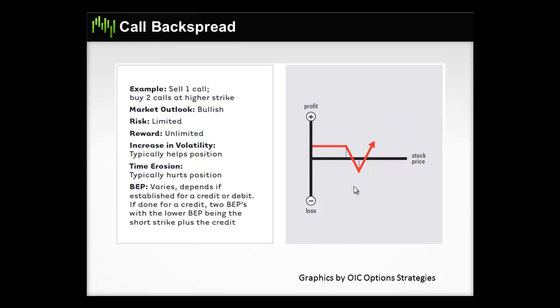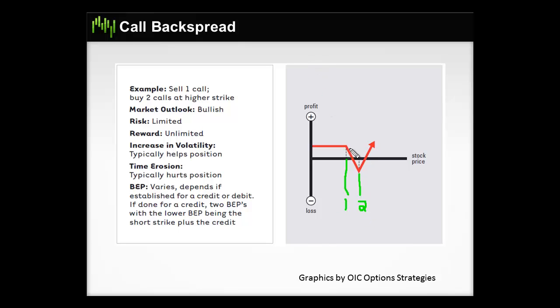Okay, now another call option strategy you can use. This is a bullish strategy, what's called a call backspread. And what you're doing here is you're selling one lower price strike, that's this one right here, and you're buying two higher priced. So this is the one, selling one lower priced and buying two higher priced.